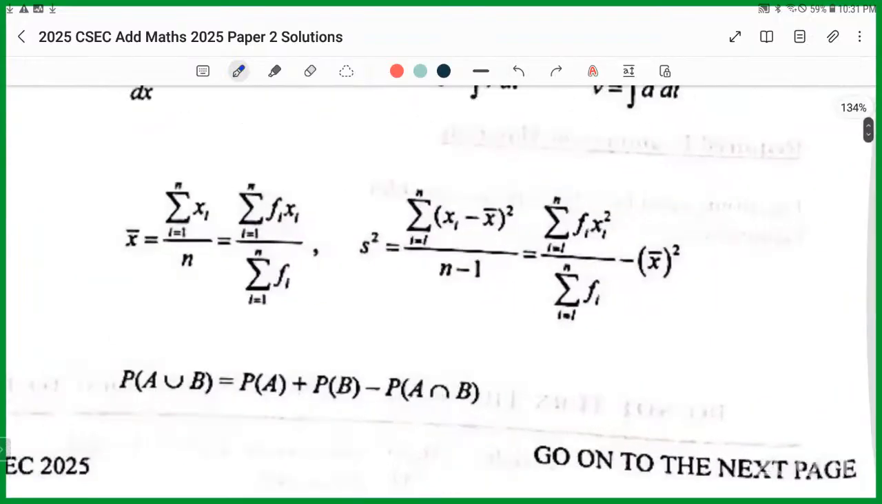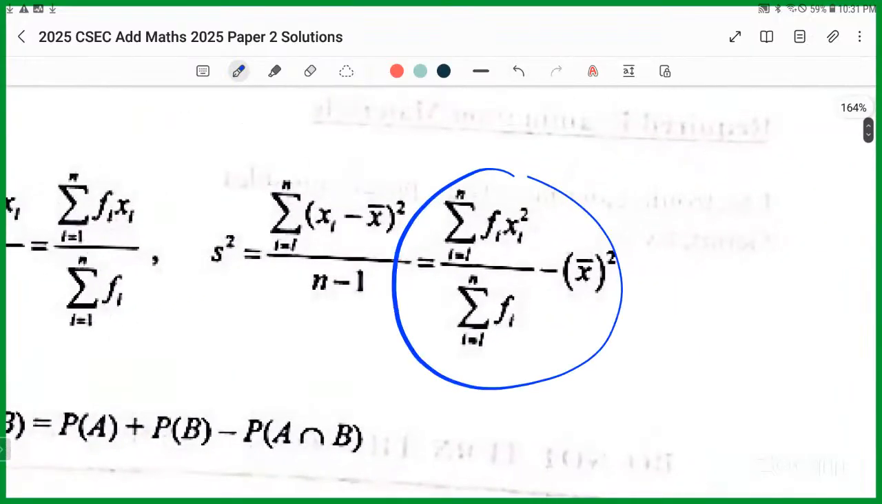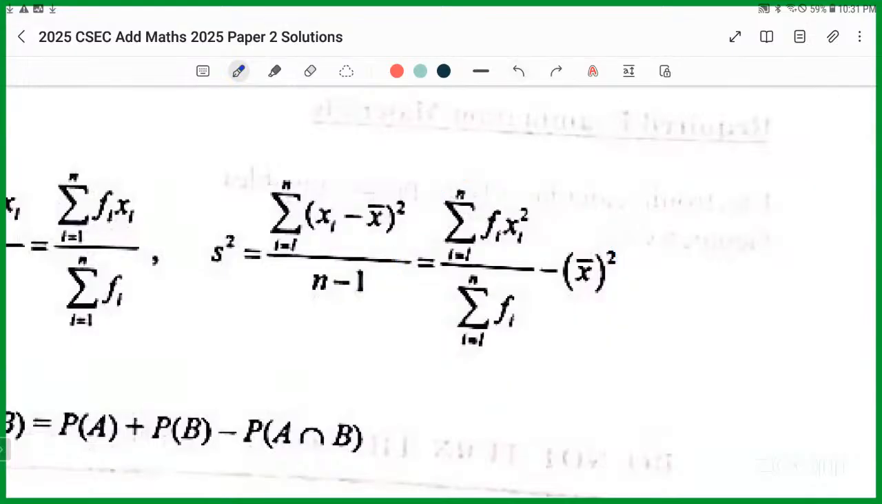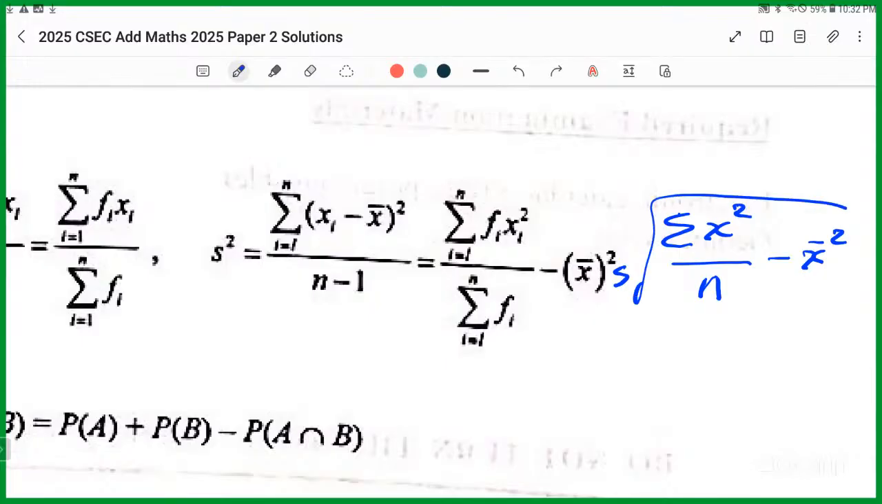The simplified version of this formula, which is my preferred formula to use, is the sum of the x squared, the sum of the scores squared, over the number of scores, minus the mean score squared. That's the variance equals that. If you want the standard deviation, then you would drop the square and put the square root over that. This variance I want, so that is it.